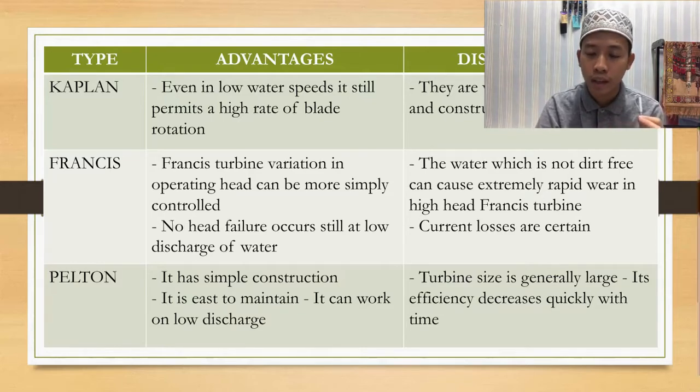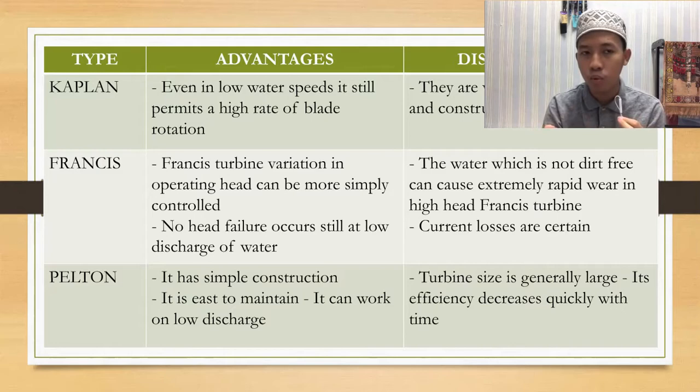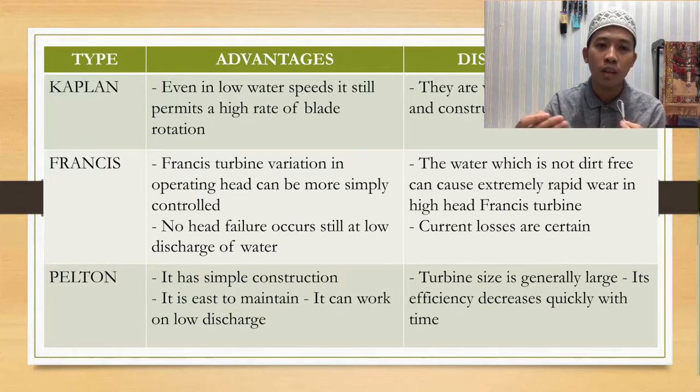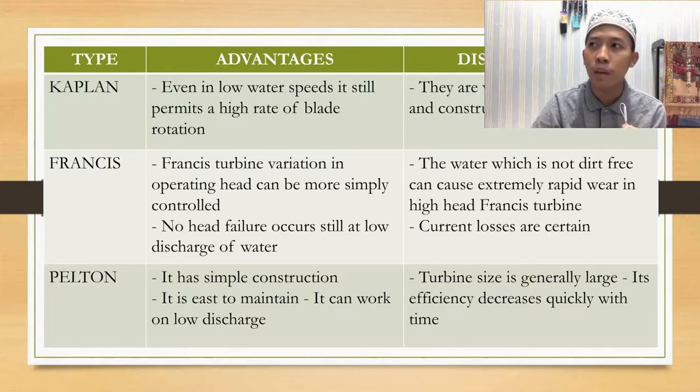Its efficiency also decreases quickly with time. If you use the Pelton turbine in the long term, the efficiency decreases, so it cannot be used for the long term. It is only for a short term, maybe a couple of months. That's all for the advantages and disadvantages of the Kaplan, Francis and Pelton types of turbine.